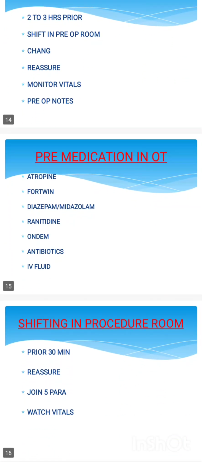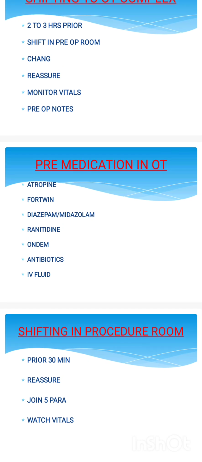Pre-medication in OT. So there are certain drugs to be given in the operation theatre before operation. Injection atropine 1 ml. It contains 0.65 mg of the atropine sulfate drug. It is a vagolytic drug to prevent bradycardia, to minimize secretions of the body. It should be given. It is a cardioprotective also.